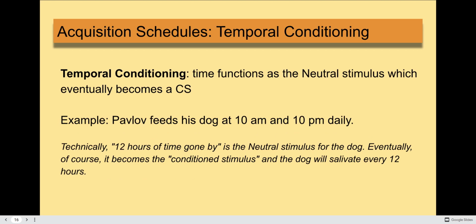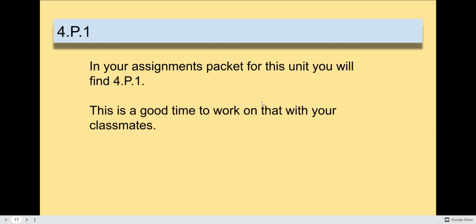So that's temporal conditioning, when time itself is functioning as the neutral stimulus. Because just the passage of time wouldn't necessarily mean that you're hungry. So if Pavlov fed his dog at 10 a.m. and 10 p.m. daily, the 12 hours of time gone by is kind of a neutral stimulus. Eventually, of course, it becomes a conditioned stimulus. And every 12 hours, the dog will start to salivate, even if it had been fed 2 hours ago. So temporal conditioning is about time as the neutral stimulus.